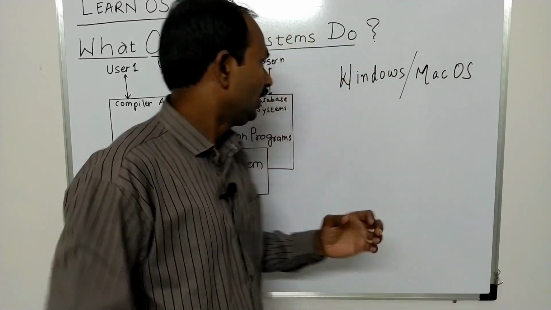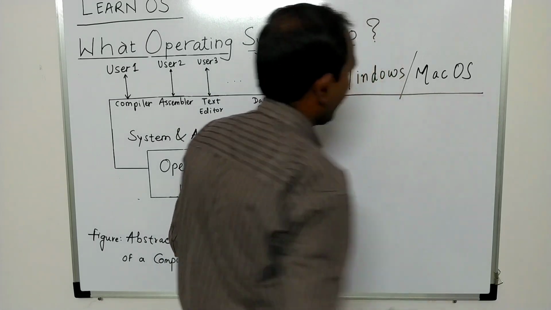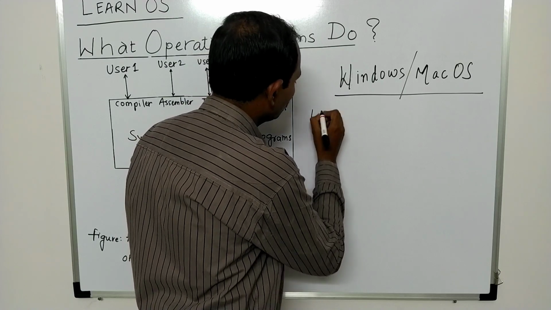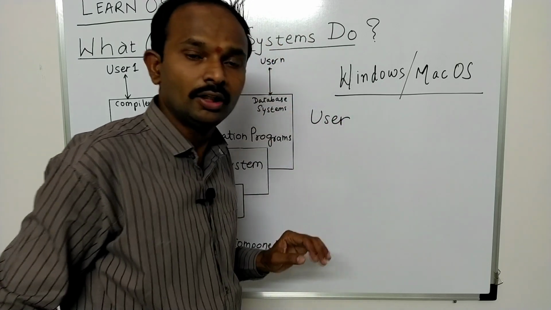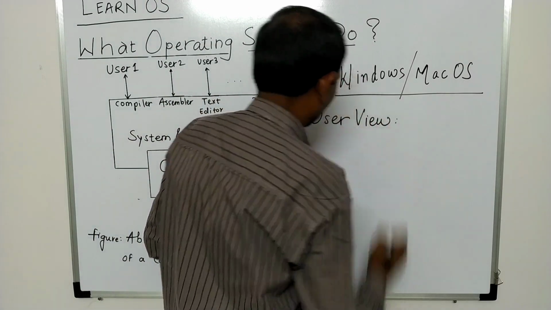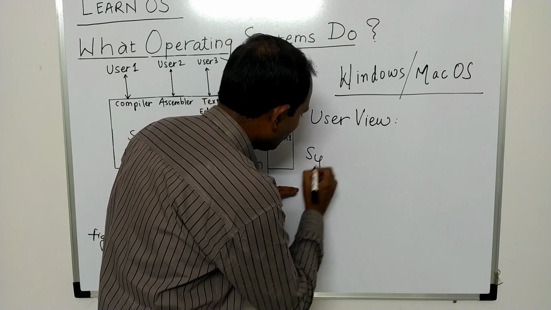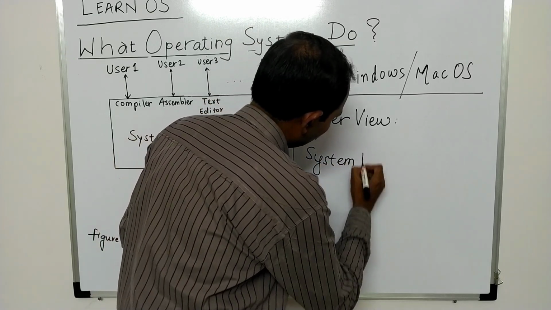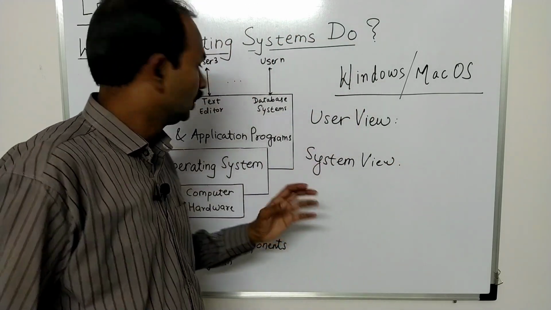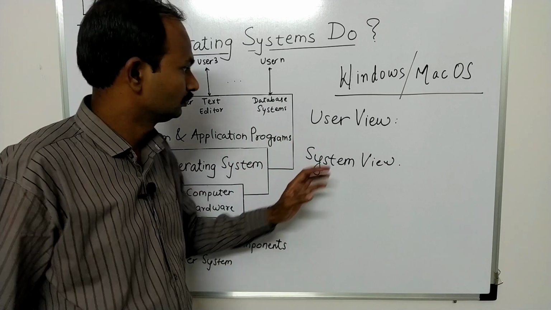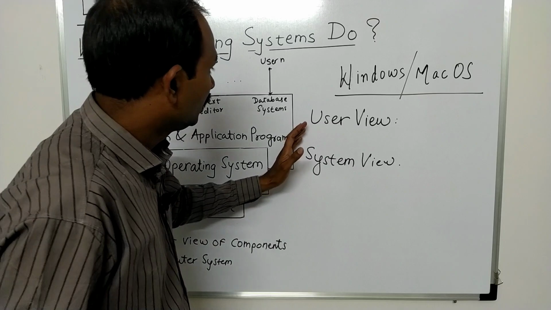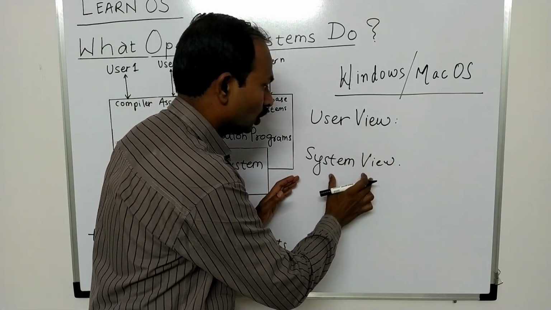Now, if we think about designing of an operating system, there are two views that are taken into consideration. They are user view and system view. By considering these two views, the operating systems are designed. There are more than 1,000 operating systems in the market. What is the user view and what is the system view?